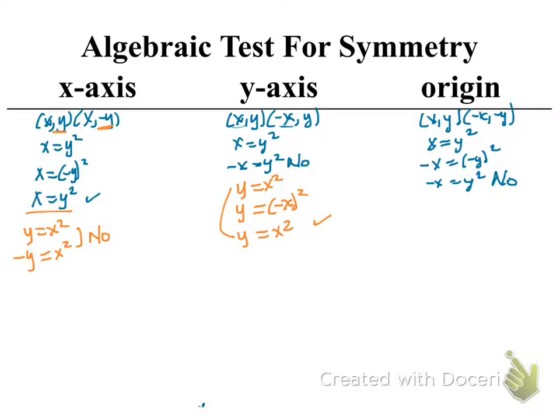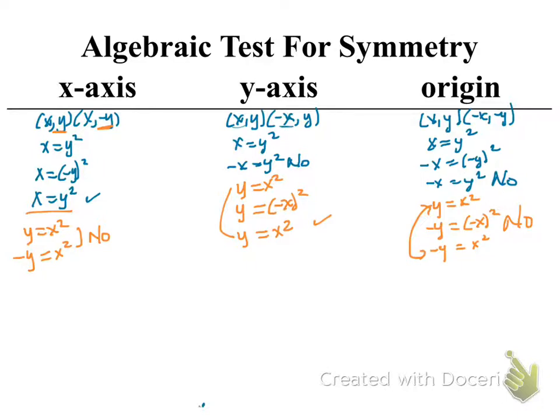If I check it for the origin, y equals x squared, that means I have to replace y with negative y and x with negative x. And so negative y stays negative y, and negative x squared would just be x squared. These two equations are not the same, so this one is not symmetric to the origin either. So it's only symmetric to the y-axis.